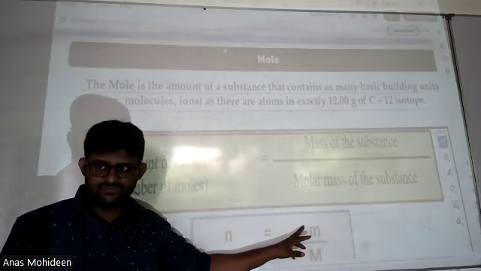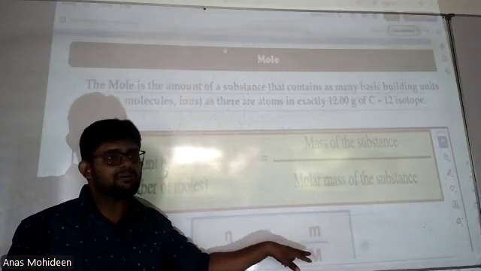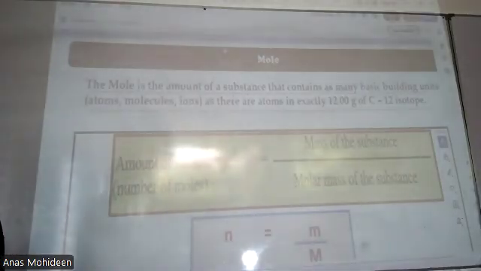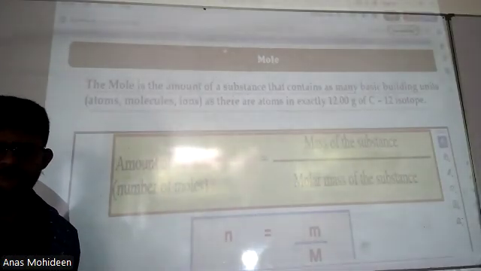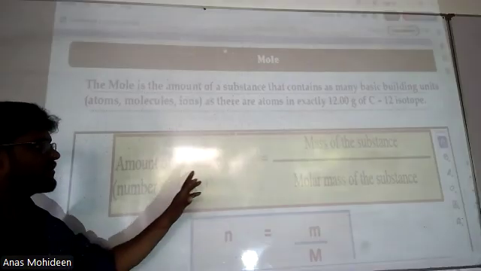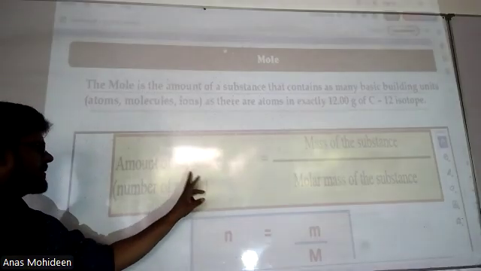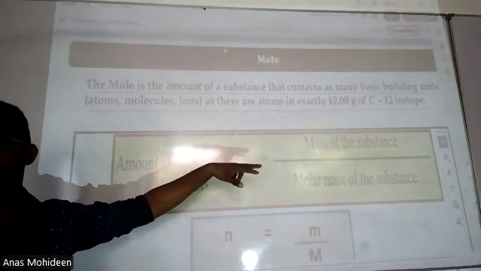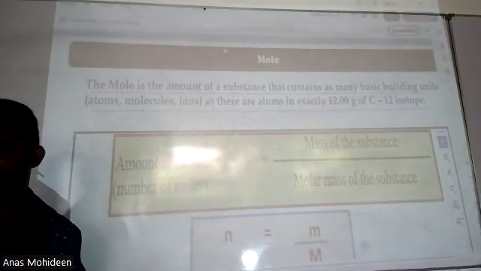What is the given mass of the substance? You have to divide by its molar mass. You find out the moles then. Amount of substance means number of moles. What is the given mass of the substance? You divide by the molar mass.